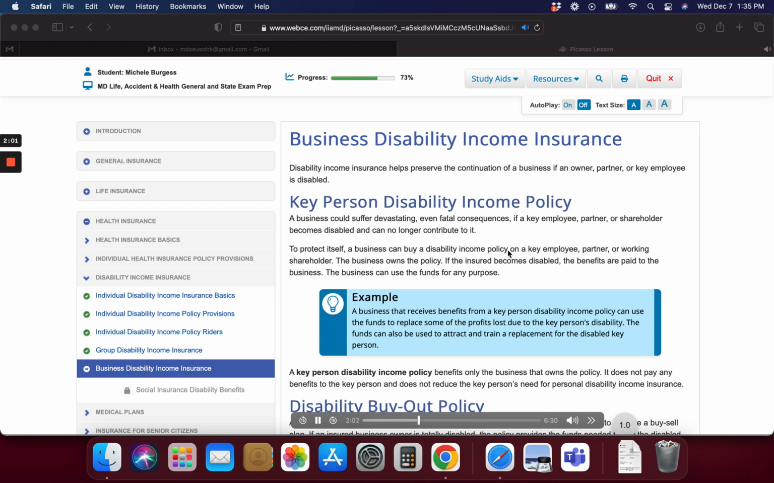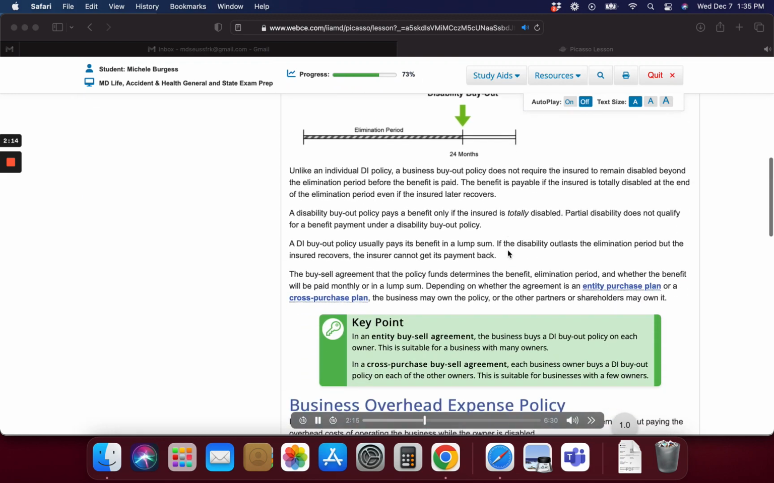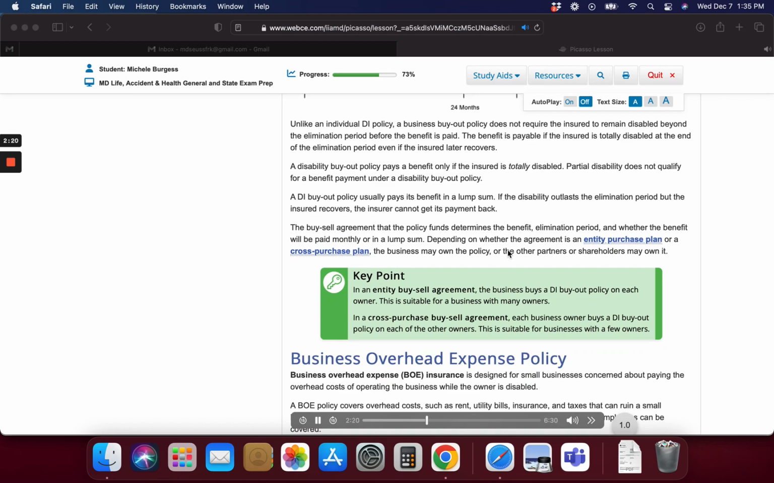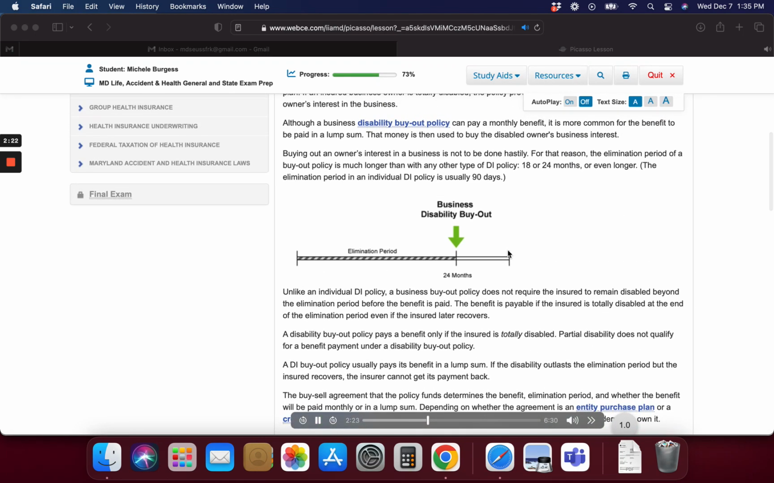Unlike an individual DI policy, a business buyout policy does not require the insured to remain disabled beyond the elimination period before the benefit is paid. The benefit is payable if the insured is totally disabled at the end of the elimination period, even if the insured later recovers. A disability buyout policy pays a benefit only if the insured is totally disabled. Partial disability does not qualify for a benefit payment under a disability buyout policy. A DI buyout policy usually pays its benefit in a lump sum. If the disability outlasts the elimination period but the insured recovers, the insurer cannot get its payment back.